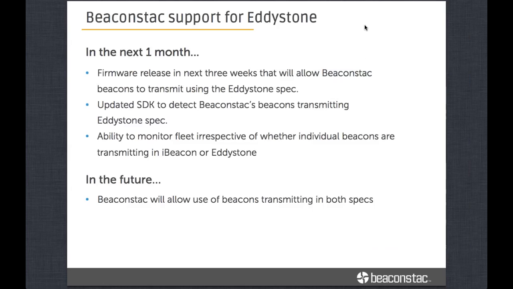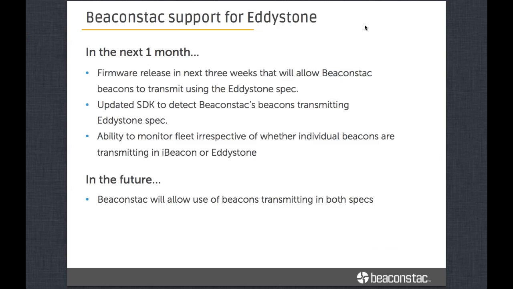I guess moving on from use cases, it's probably on a lot of people's minds. What is Beacon Stack going to do about support for Eddystone? So I think it's a good time for us to talk about what's coming in terms of Eddystone support. And I know that we have planned an experimental release for Eddystone for us to support some basic things. So Nagaraj, please do tell us what's coming. Tell the audience what they should expect.